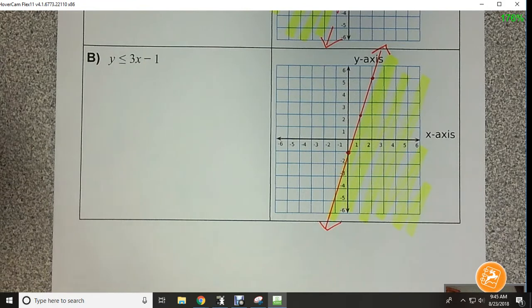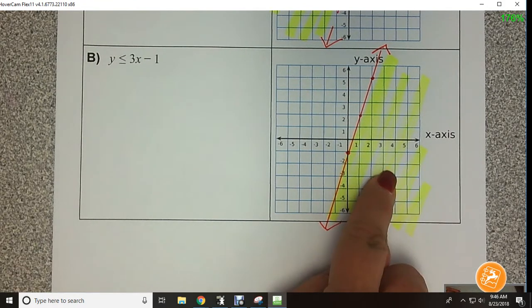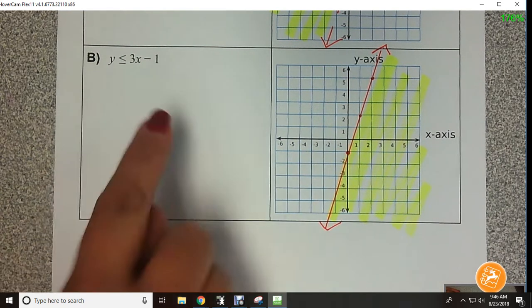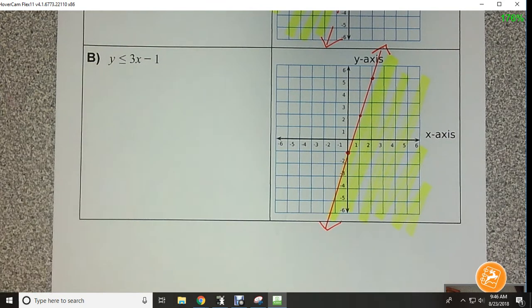So what does that mean for your solutions? Well, you can pick any point over here in this highlighted shading, or because it's a solid line, you can also pick points that are on the line, plug it in, and it will make the statement true.